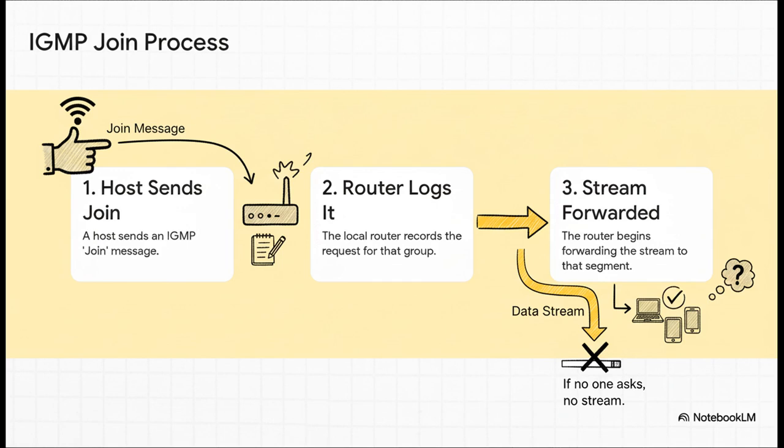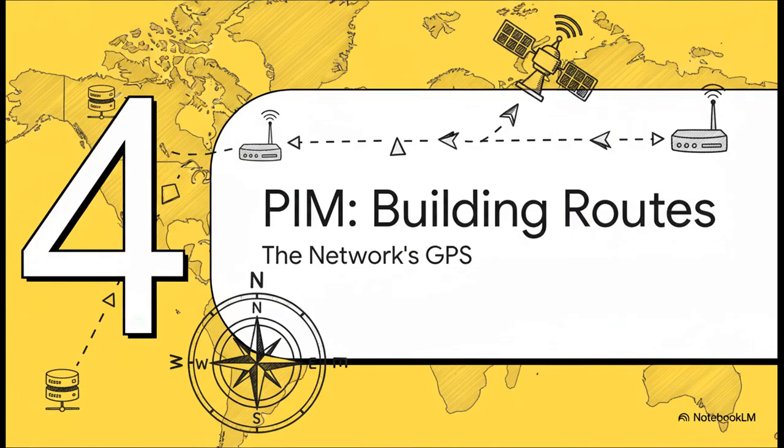And the process itself is just a simple three-step handshake. First, your device sends out an IGMP join message. Then the local router gets it and makes a little note: okay, someone on this part of the network wants that stream. And boom, just like that, the router starts sending the data down that specific wire. If nobody on a part of the network asks for it, the router just doesn't send it there. Simple as that.